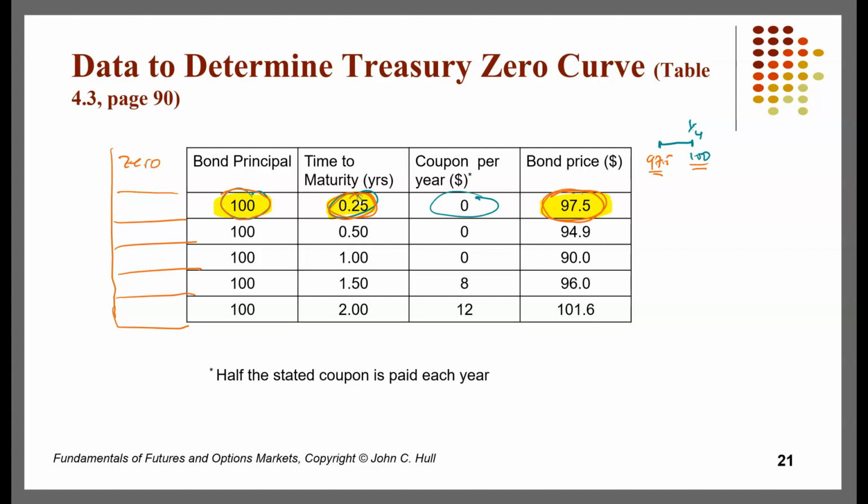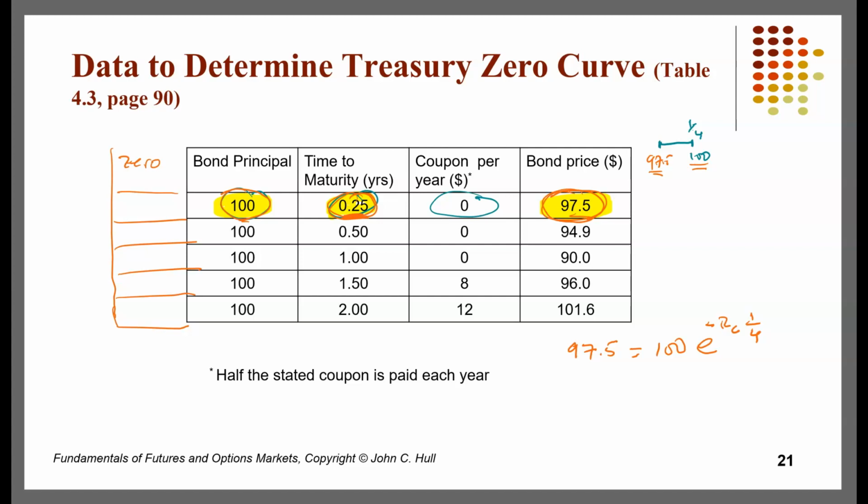So to find the zero rate, we're going to say that $97.5, which is the price of the bond, is equal to the present value of face value, which is $100. Present value is the exponential of minus the continuously compounded rate, that's RC, multiplied by t, which is time, which is 1/4, right? And so we can solve for the continuously compounded rate.